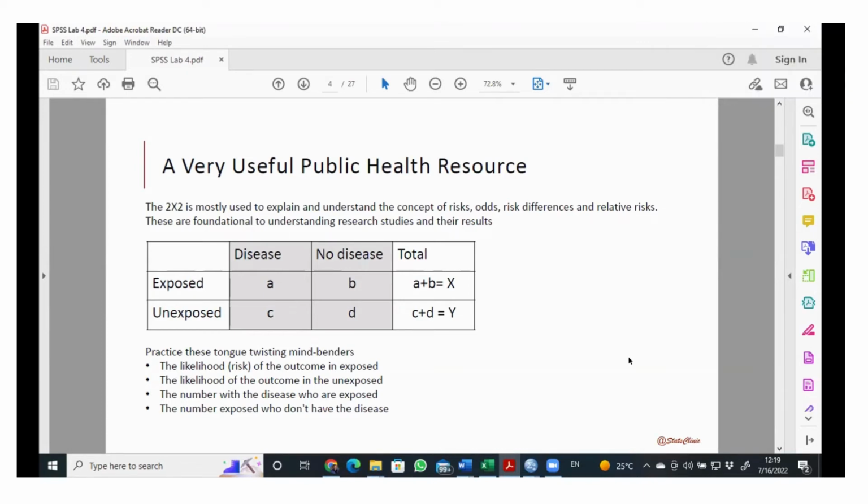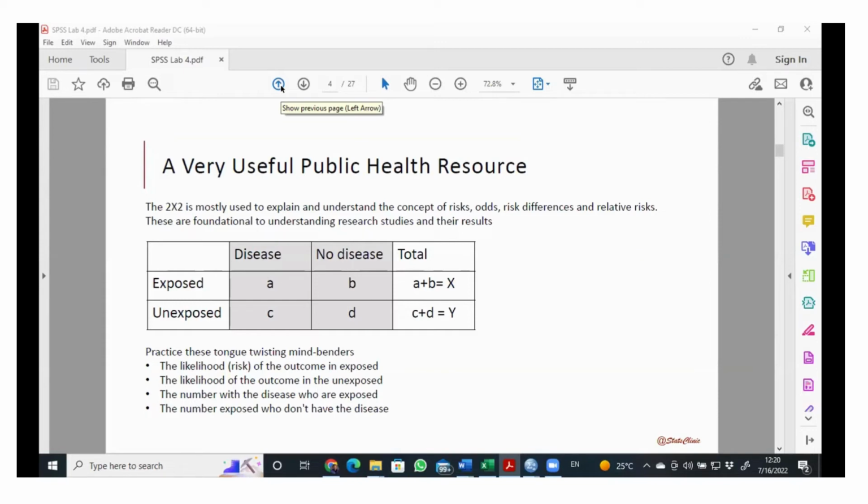So the 2x2 table. I should explain just the 2x2 table, right? Yes, please. Like you rightly said, the columns are dealing with the outcomes, while the rows concentrate on the exposures. So the first column is the disease. That is to say, the study sample who have the outcome of interest. In this case it's called disease.